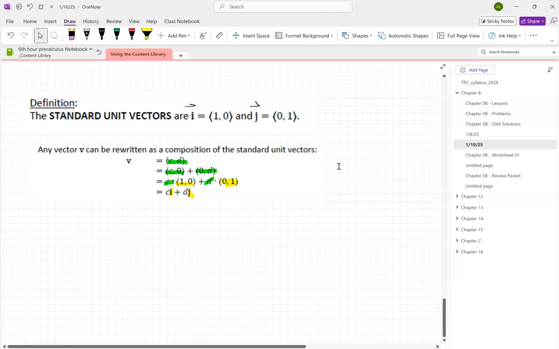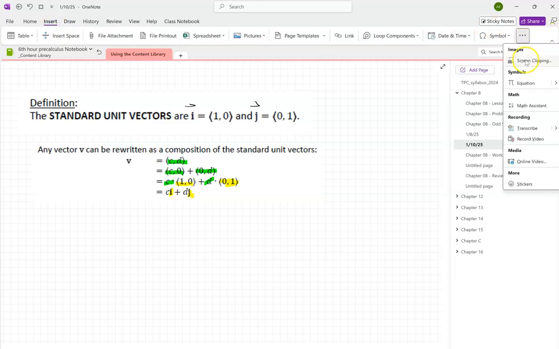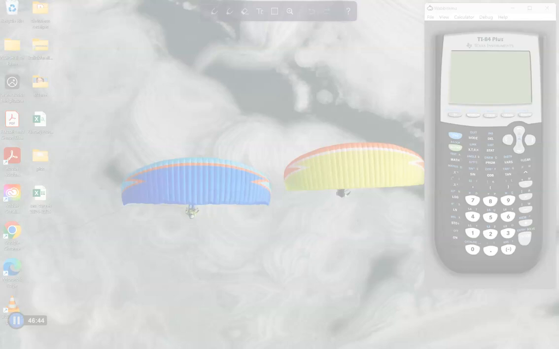We call this form, where I have my vector written as the sum or difference of unit vectors, linear combination form.